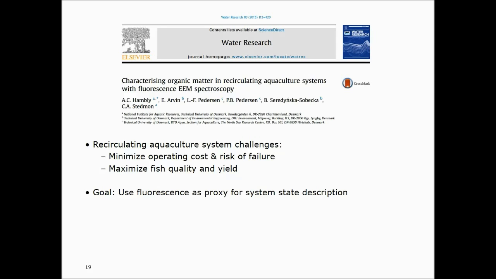So recirculating aquaculture systems have a number of challenges they face. First of all, operators want to minimize the cost and of course also minimize the risk of a failure and maximize the fish quality and also the fish yield. So it was investigated whether or not fluorescence spectroscopy and PARAFAC models can be used to describe the system state and basically predict and prevent system failures that would be a catastrophe for the return of investment in aquaculture.